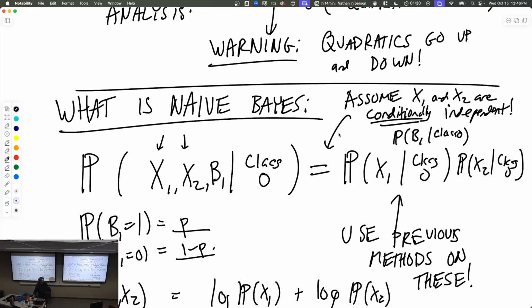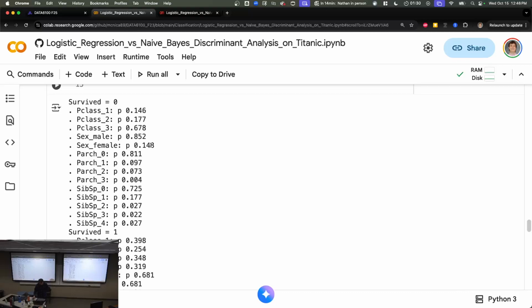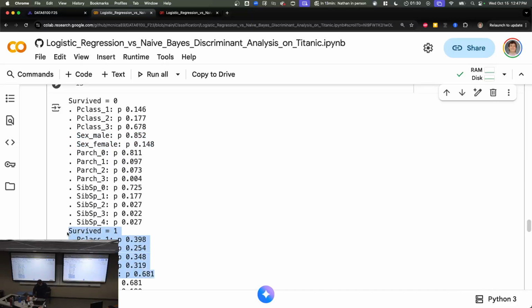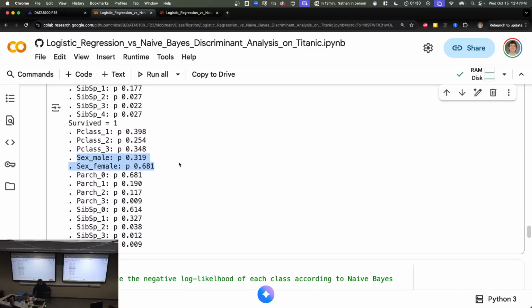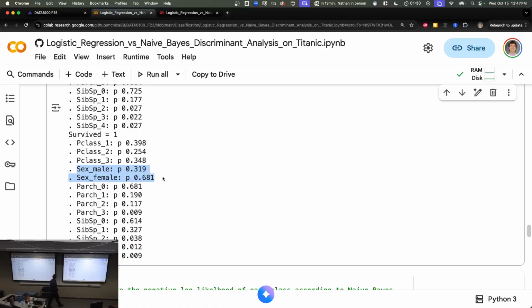So the nice thing about naive Bayes, or one of the nice things, is that you can combine continuous and discrete things because you're just multiplying the probabilities together anyway. For each of these factors, I calculated the probability just by counting: of all the people who survived, how many were male, how many were female. So these are people who died, survived equals 0. 85% of them were male, and 15% of them were female. In the reverse, for people who survived, it's the other way. 30% of the people who survived were male, and 68% of them were female.